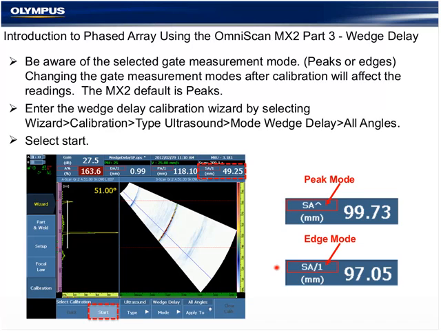We are normally in peak mode for amplitude-based weld inspections, and in edge mode for corrosion mapping and thickness readings where amplitude is not significant. So under the wizard calibration, wedge delay, we'll apply this to all the angles at the same time and select start.